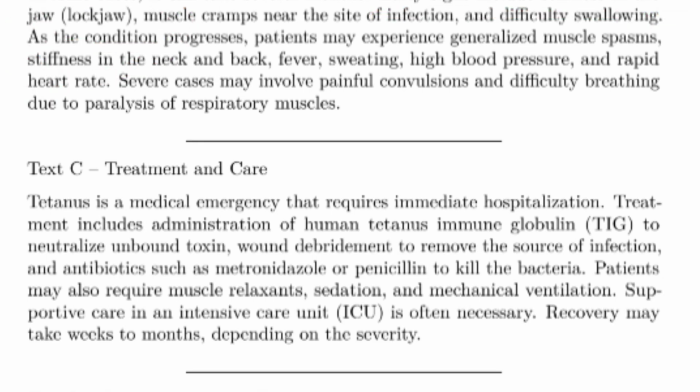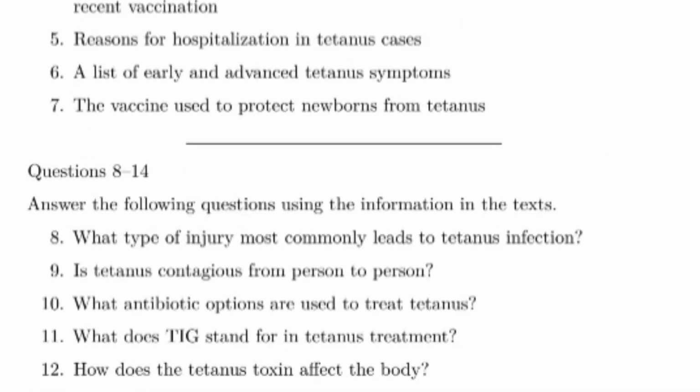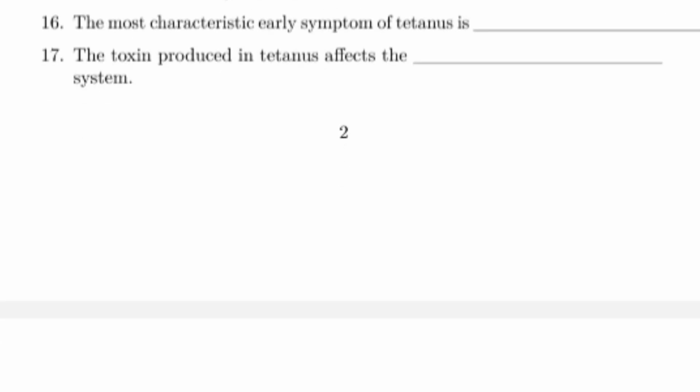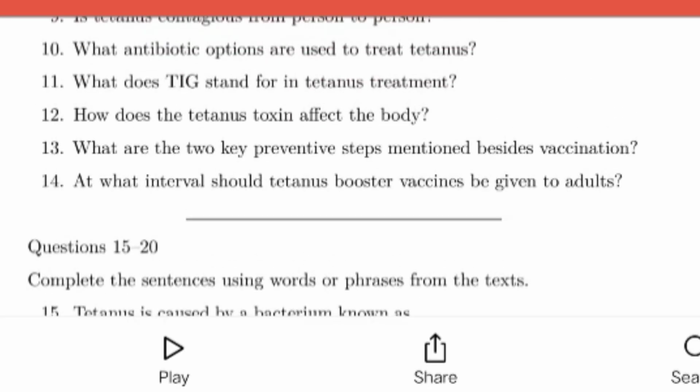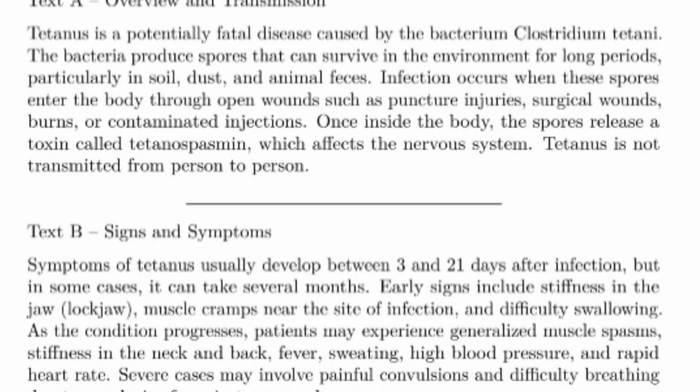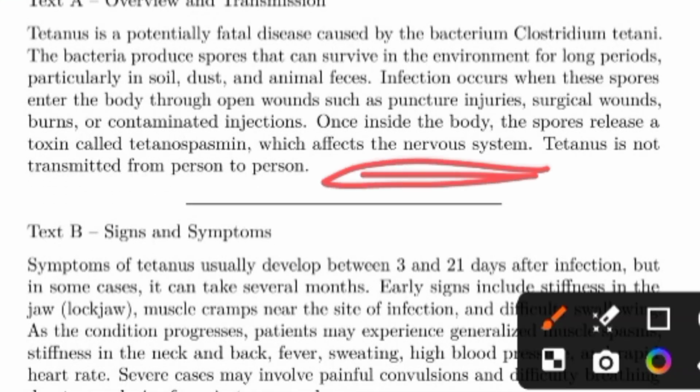Well, next is question 17: the toxin produced in tetanus affects the dash system. So which system is affected by the tetanus toxin? Here the answer is given: nervous system. The nervous system will be affected. So this is the answer to question 17.